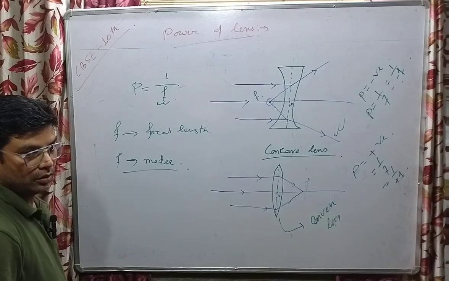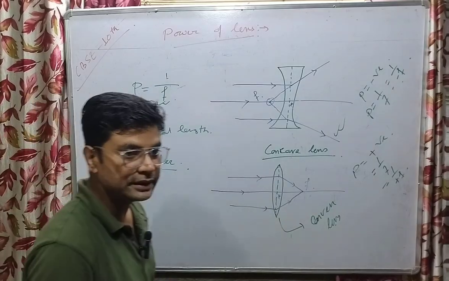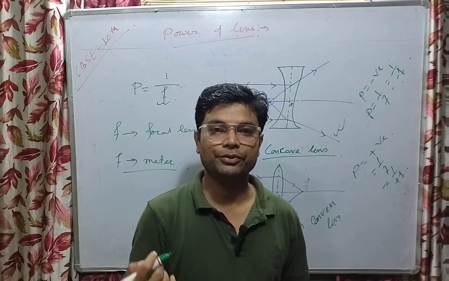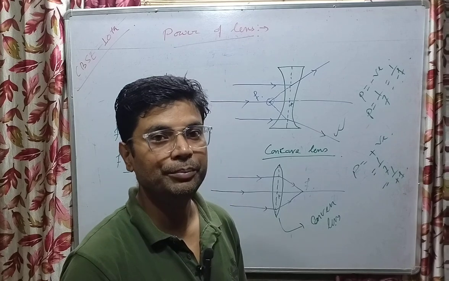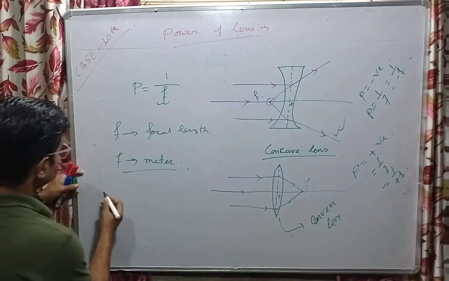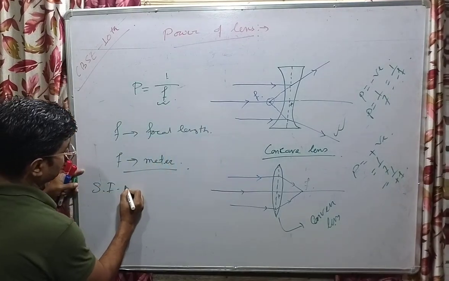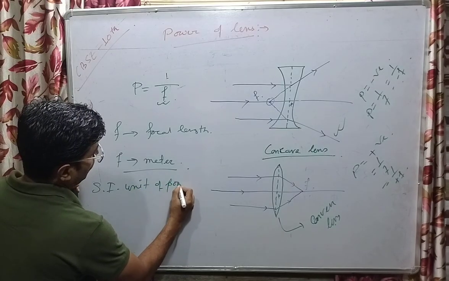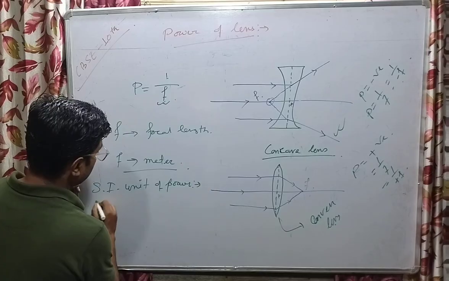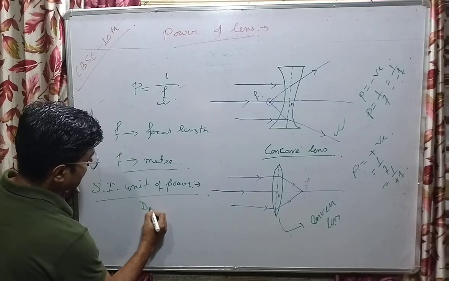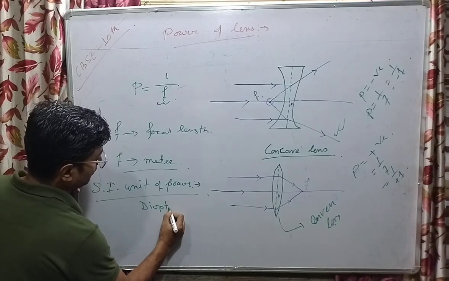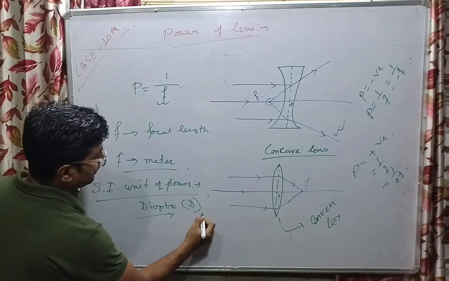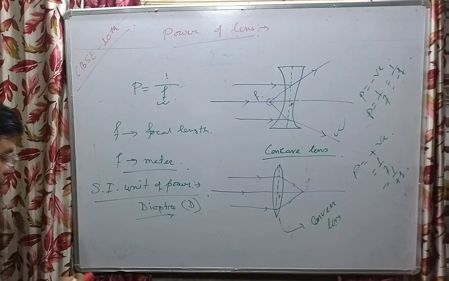Now I am going to discuss the measuring unit of power of a lens. How will we measure the power of a lens? SI unit of power. The SI unit of power is, students, simply diopter, and it is denoted by capital letter D.